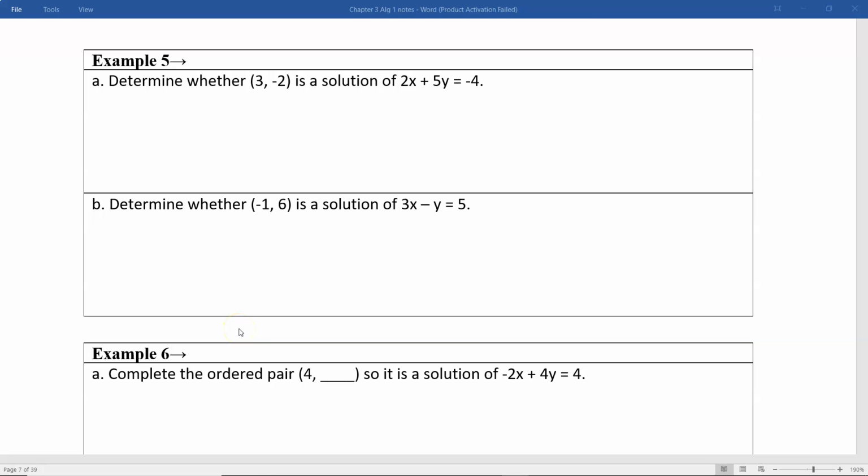Hey class, so today we're going to be finishing off our section 1 of chapter 3, which deals with the coordinate system and reading graphs. So in this portion we're going to focus on the coordinate system and how this relates to certain equations.